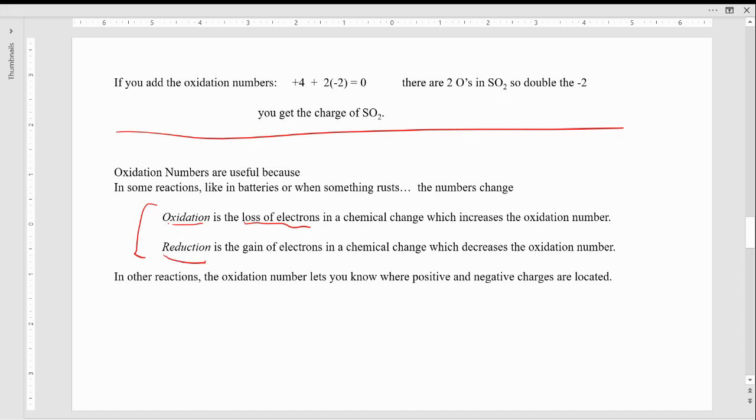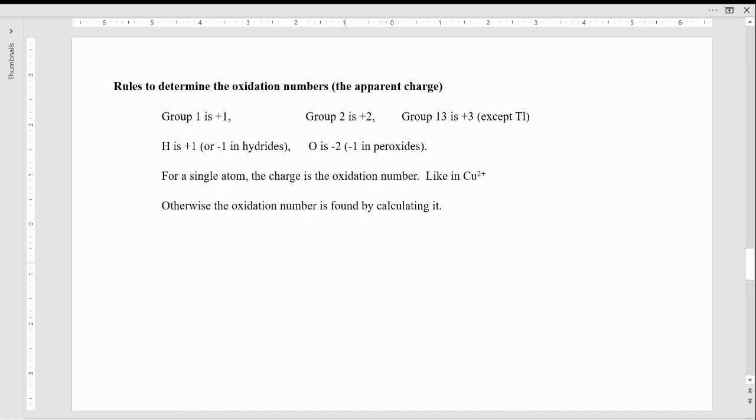Reduction would be like that fluoride I showed earlier that gained electrons. And oxidation reduction is really, really useful. Batteries are oxidation reduction reactions. That loss and gain is just separated with an electrical wire, and electrons are being lost and gained, or moved down the wire. More about that in electrochem.